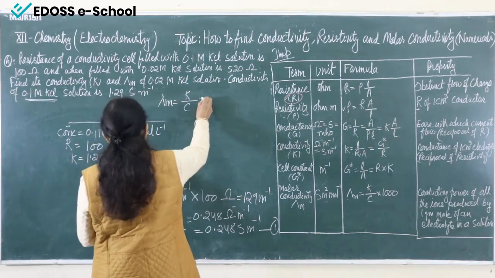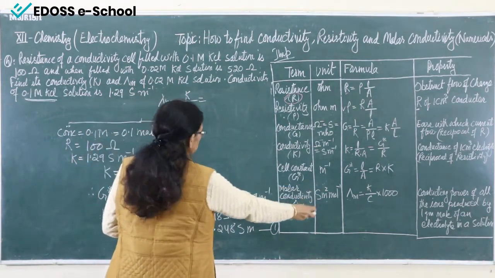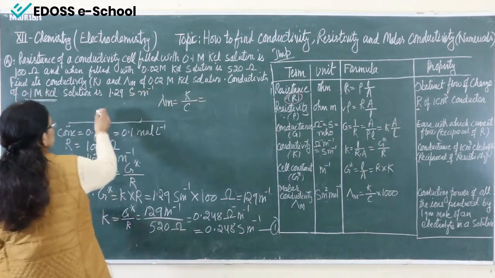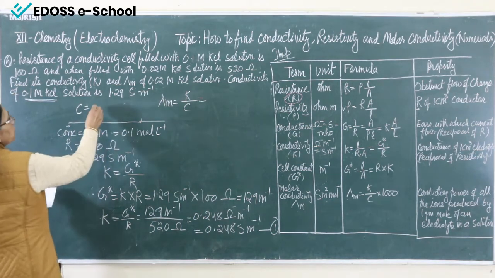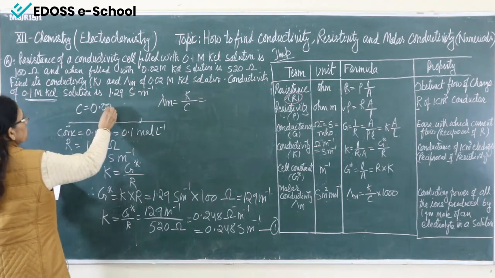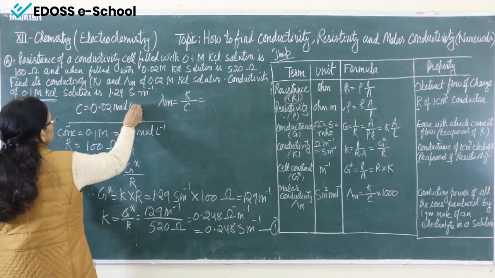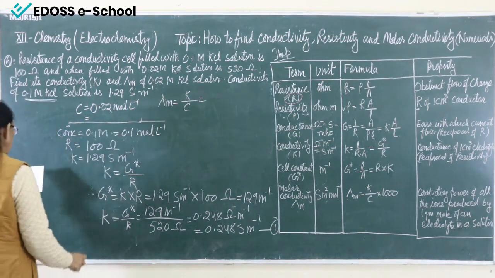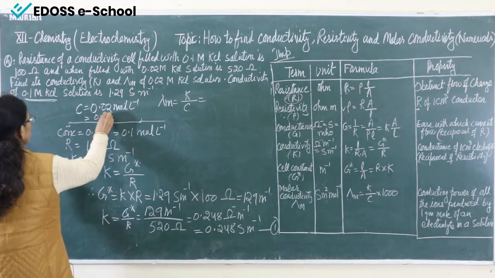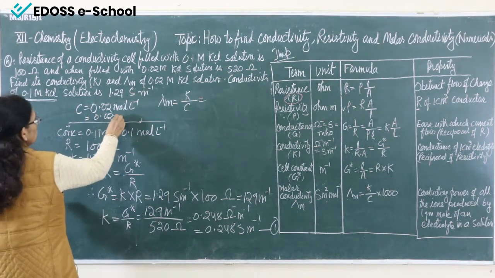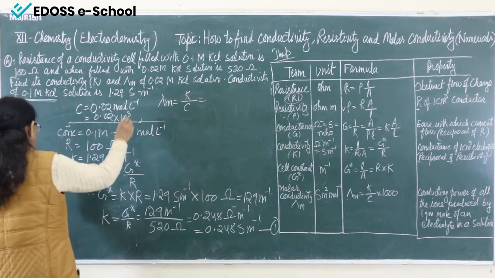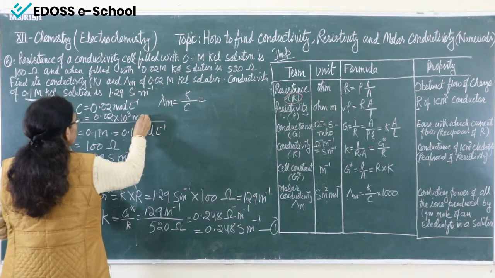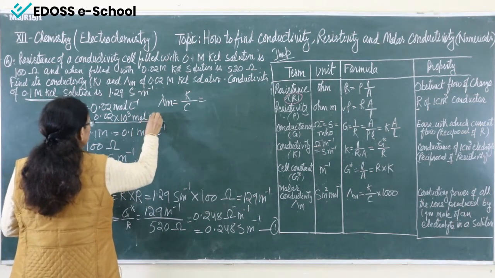Now we will write here. The concentration of the second cell is given as 0.02. So concentration is equal to 0.02 mole per liter. And mole per liter is equal to 0.02 into 10 raised to power 3 mole per cubic meter.